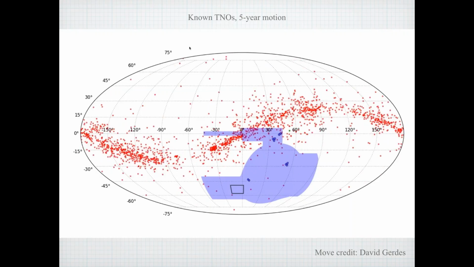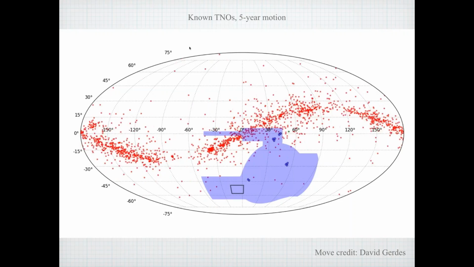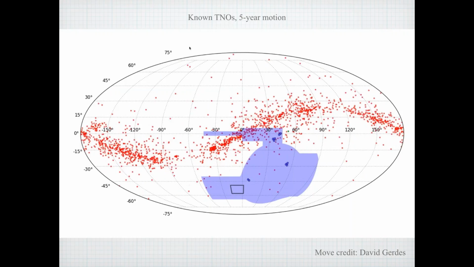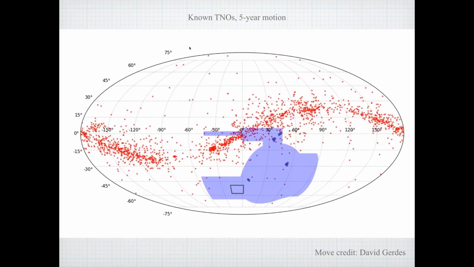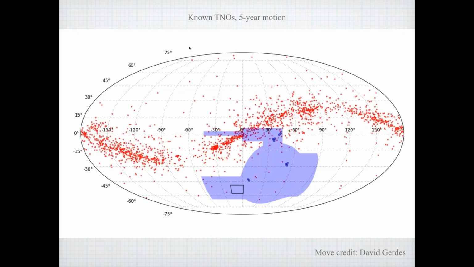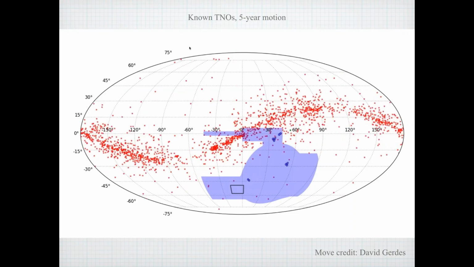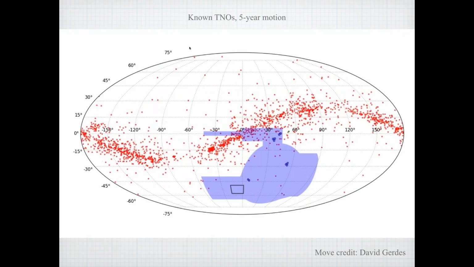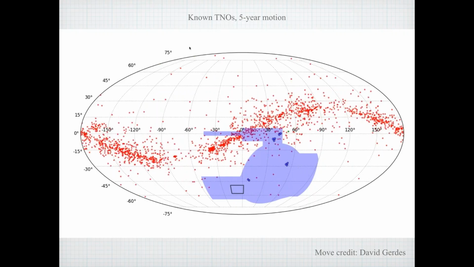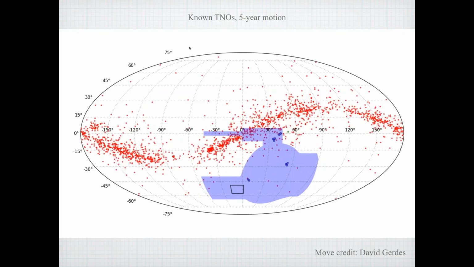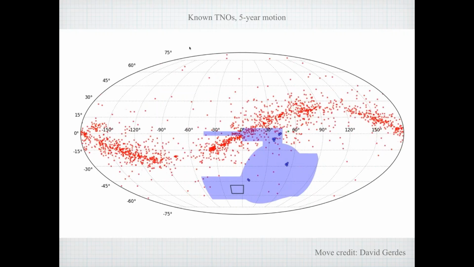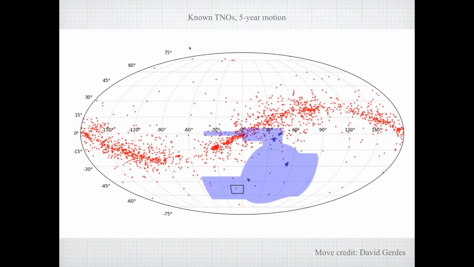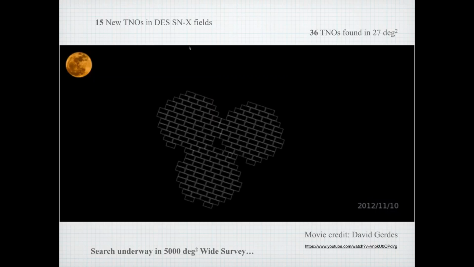So every time an object does a loop, that corresponds to a year of observations. And so you can see these things that are circling around because of our motion around the sun, but they're also drifting, and that's due to their motion around the sun. So there are quite a few known TNOs inside the DES footprint. And you can even see that some of them go through the supernova fields, which have the dark circles. And we have rediscovered them in our data. But we're trying to do this more systematically.